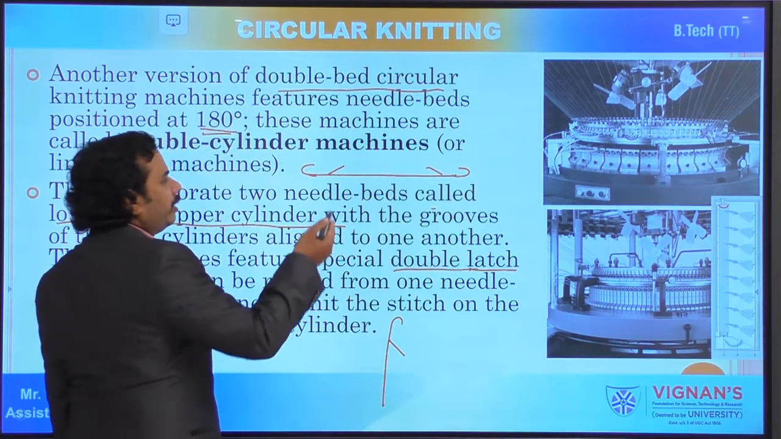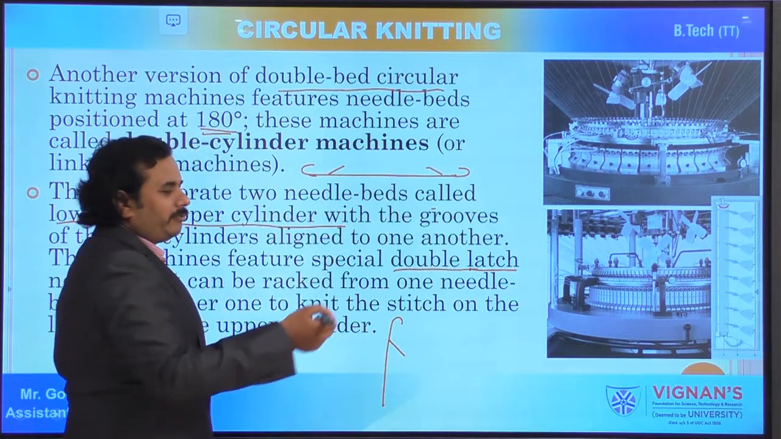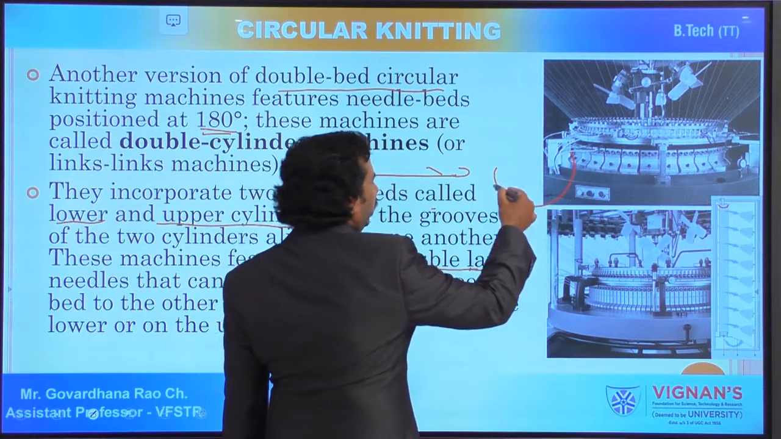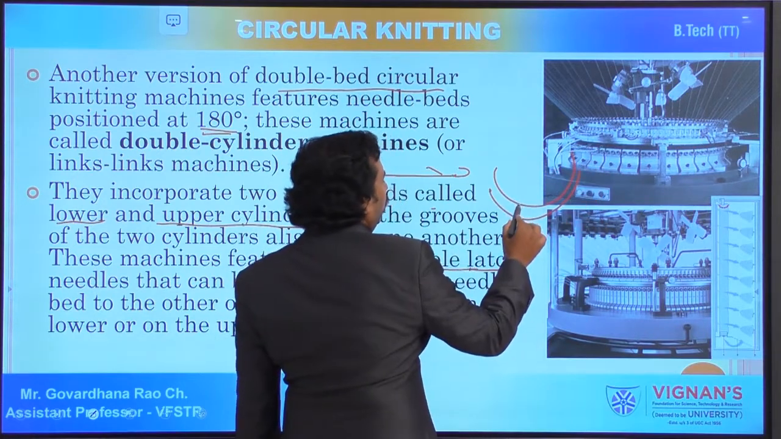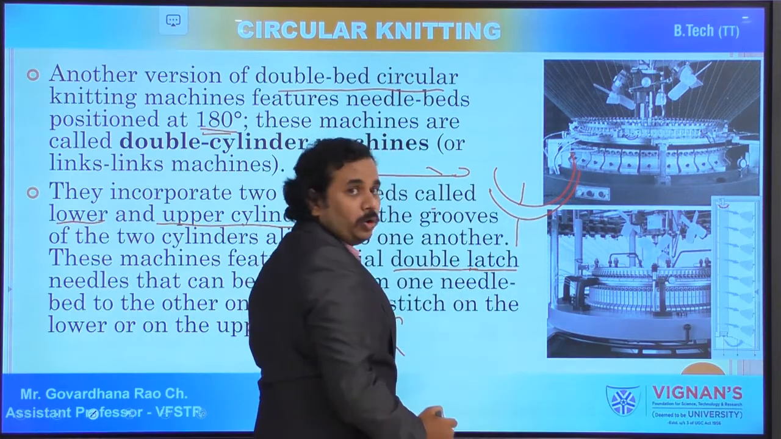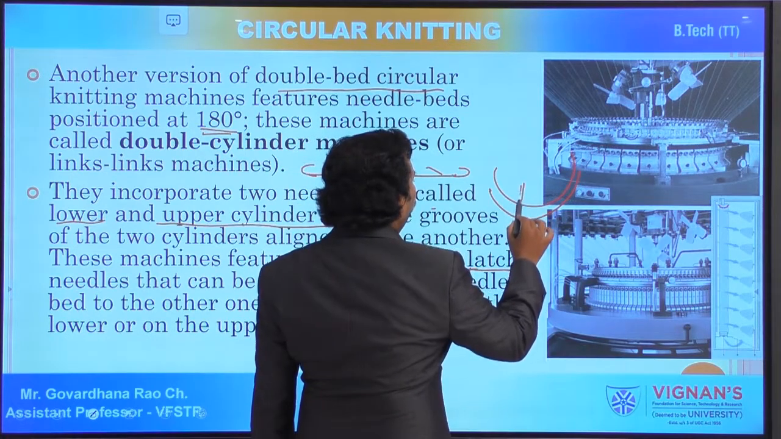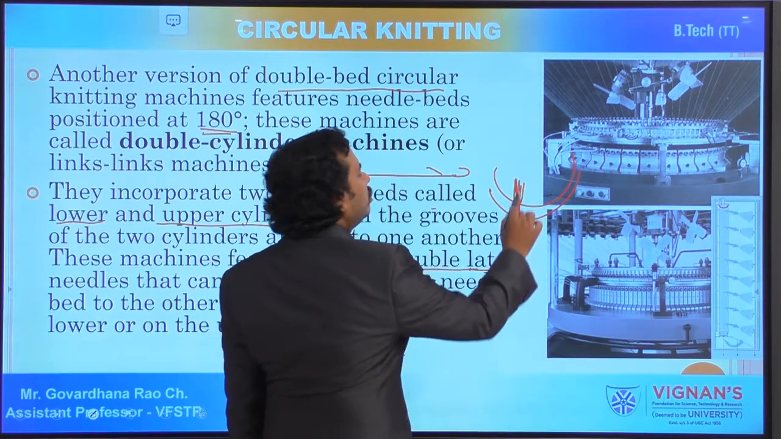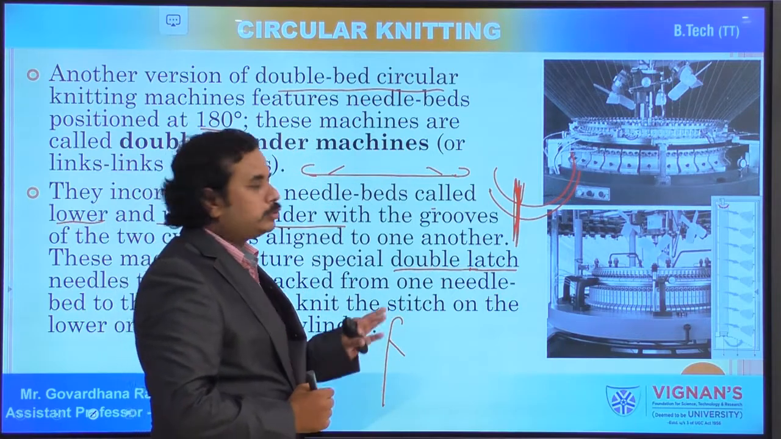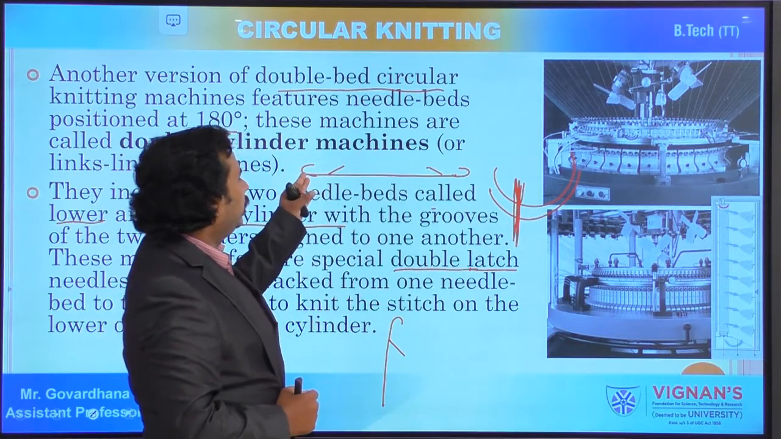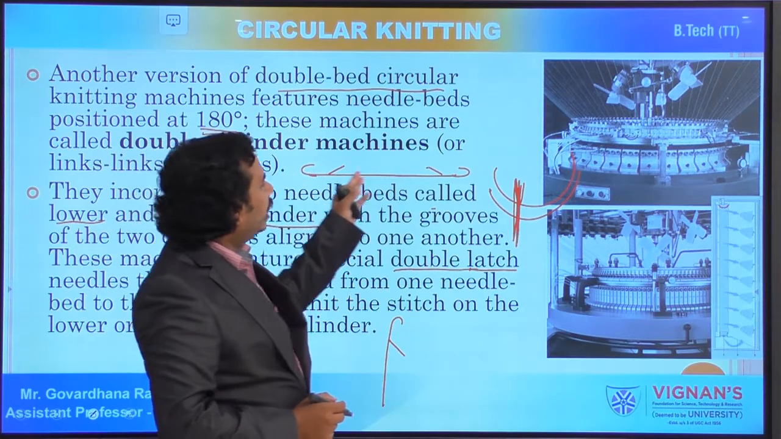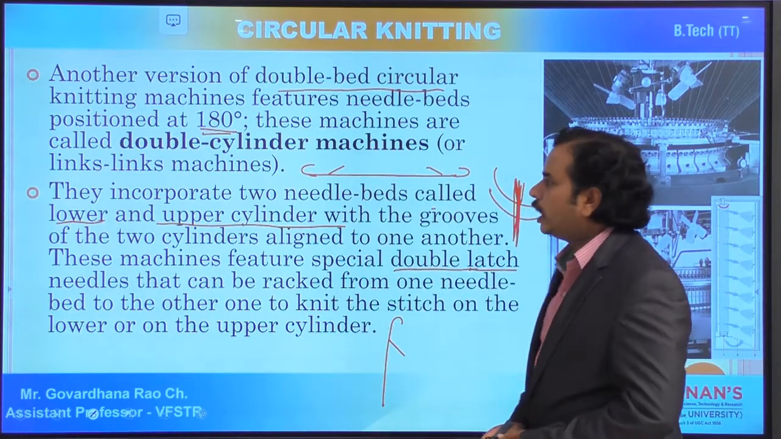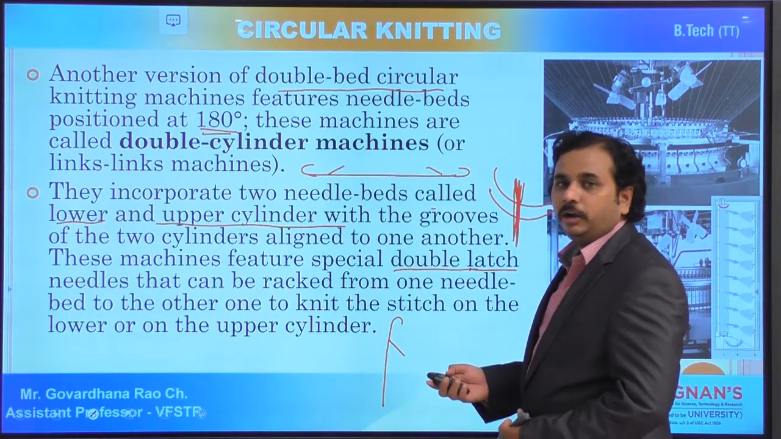The movement of these latches, if the cylinders are fixed into the circular form, say for example, one is out like this and the second one also like this. So now the tricks of the lower cylinder, the needle is going to move into a particular path. It will move up and down. One time it is going to form the loop on this side, and the second time it is going to form the loop on the other side. So we'll discuss what exactly this loop formation is in the double cylinder knitting machines.